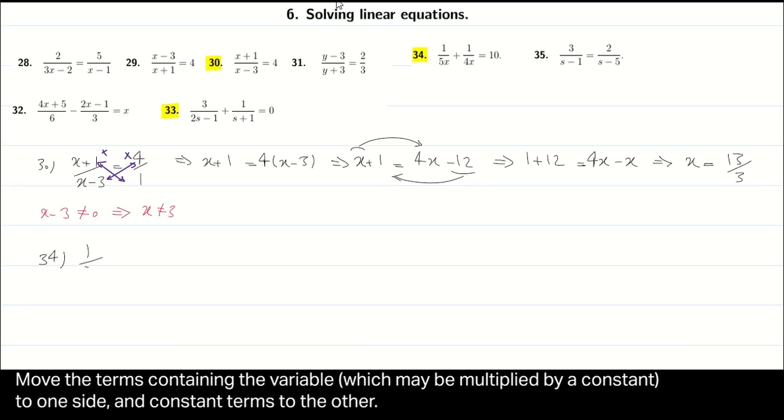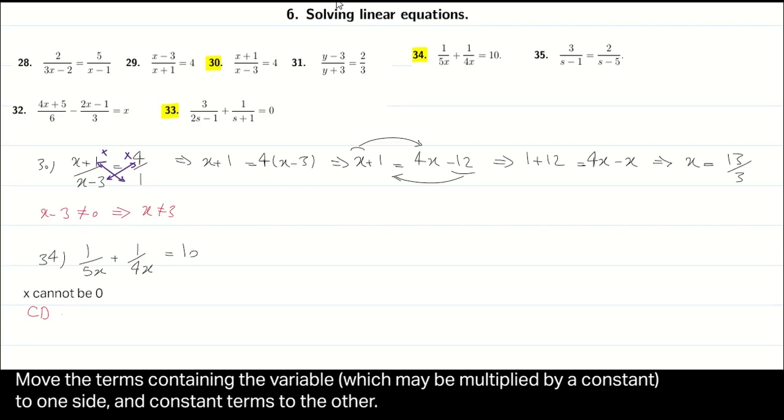We have 1 over 5x plus 1 over 4x, which is equal to 10 in here. As you see in here, we have three fractions, and we have to get rid of the denominators in here again. But as you see in here, our two fractions are not equal to each other. They are being added to each other in here. So on this kind of questions, we have to find the common denominator of the fractions on the left hand side, and we have to multiply each term of the equation by this common denominator.